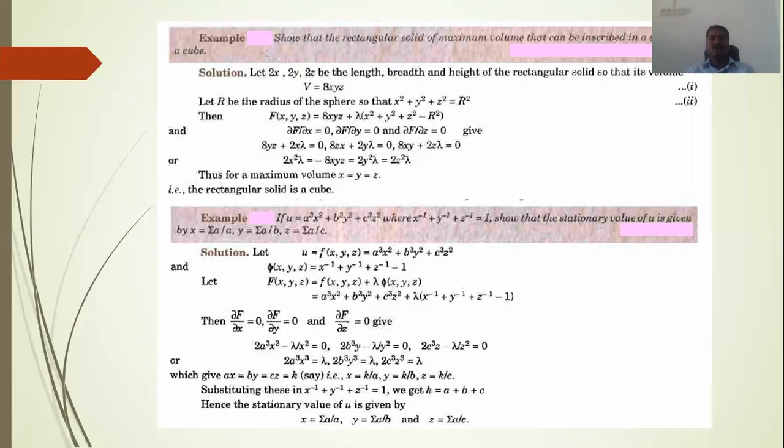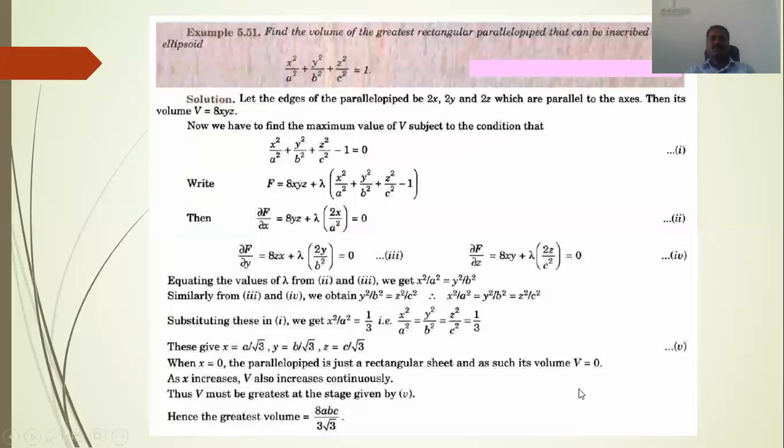∂F/∂x = 0 implies 8yz + 2xλ = 0. ∂F/∂y = 0 implies 8zx + 2yλ = 0, and ∂F/∂z = 0 implies 8xy + 2zλ = 0. Pull out the lambda, all three should be equal, right? That implies x = y = z, which is nothing but a cube. Okay, right. Next one.